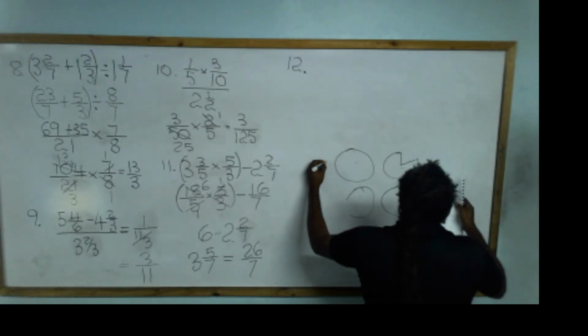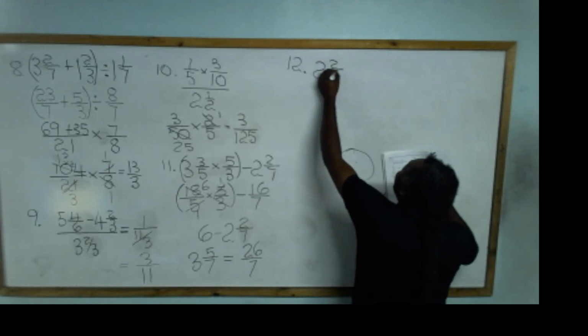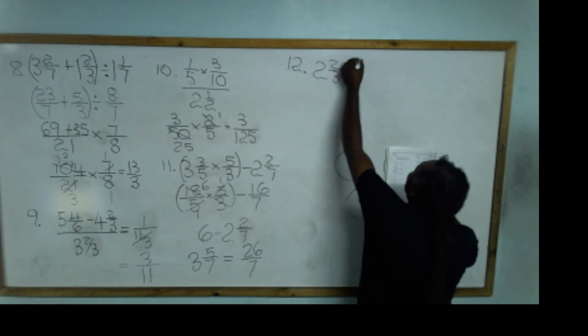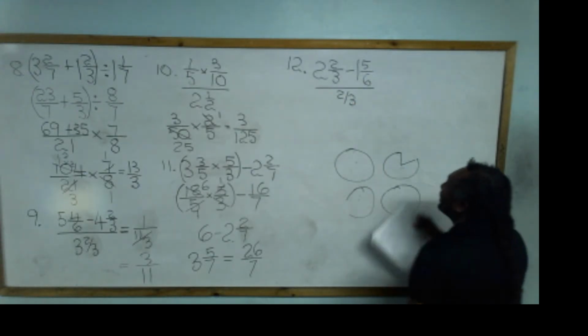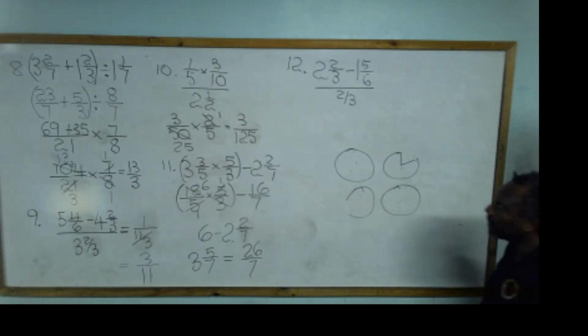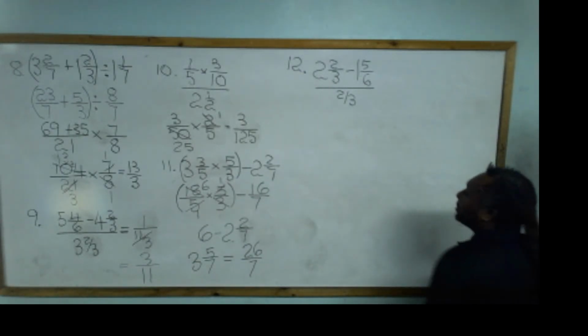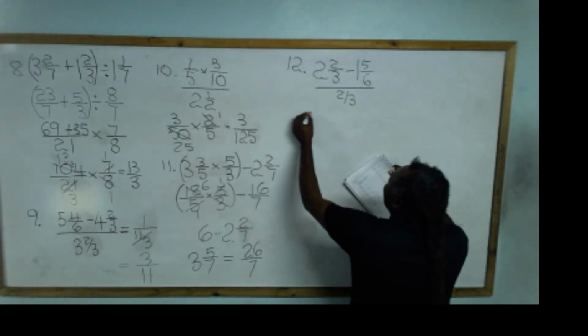So number 12, 2 and 2/3. I'm looking for a particular problem. I hope that I encounter it before we are through today. Number 12. 2 and 2/3 minus 1 and 5/6, all over 2/3. Nice. So what do we say now? That's going to be 8 over 3. 3 2s are 6 plus 2, 8.